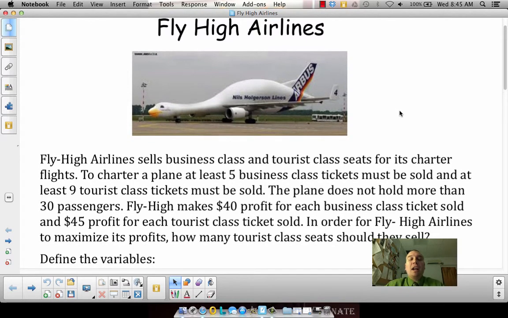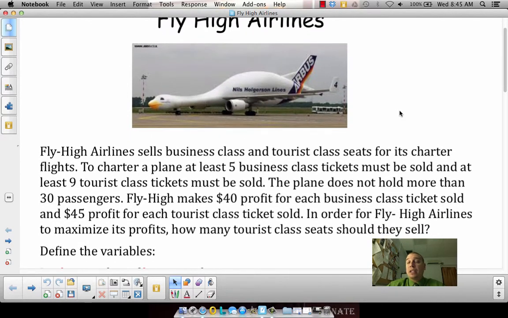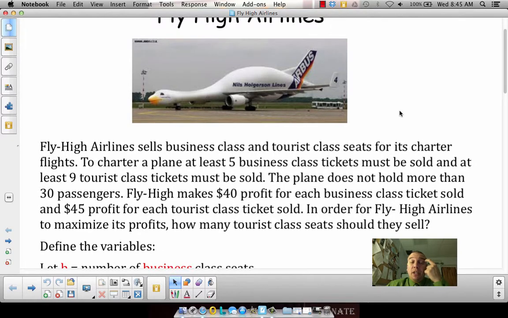So, Fly High Airlines sells business class and tourist class seats for its charter flights. To charter a plane, at least 5 business class tickets must be sold and at least 9 tourist class. The plane does not hold more than 30 passengers. Fly High makes $40 profit for each business class ticket sold and $45 profit for each tourist class ticket sold. In order for Fly High Airlines to maximize its profits, how many tourist class seats should they sell?